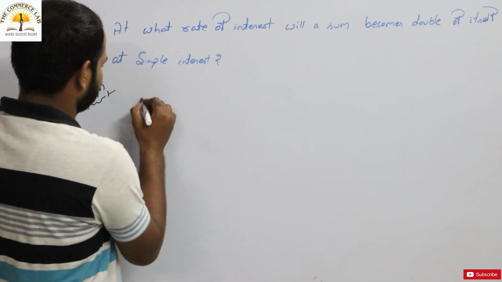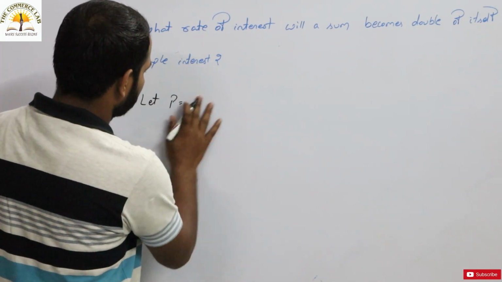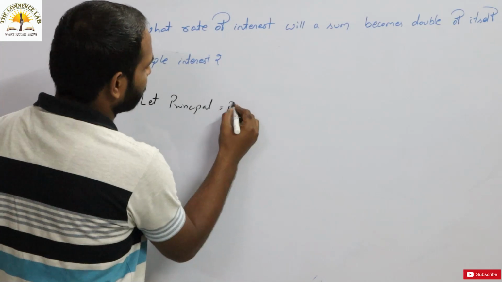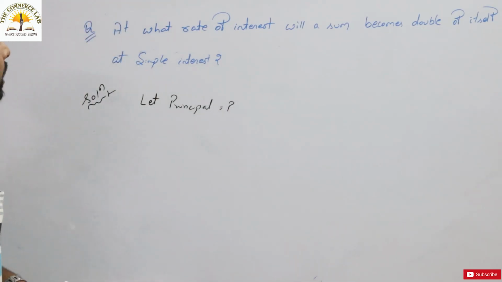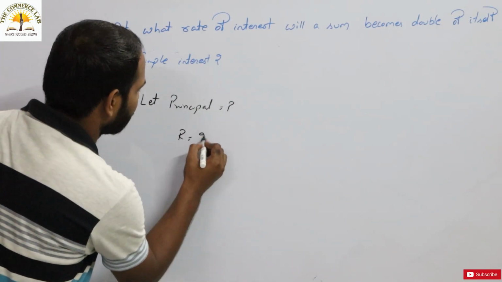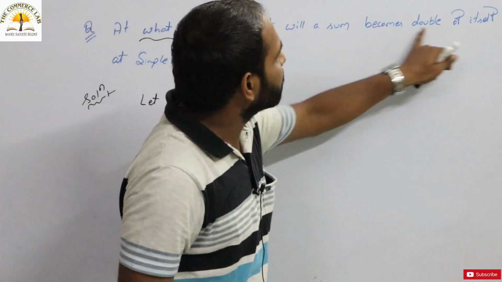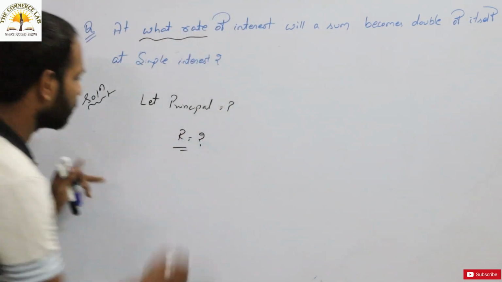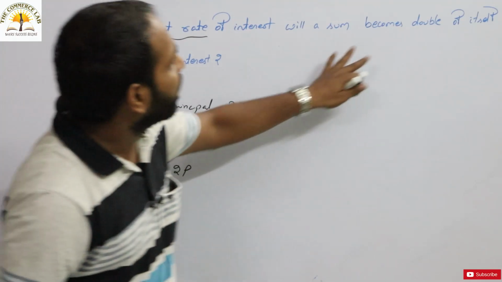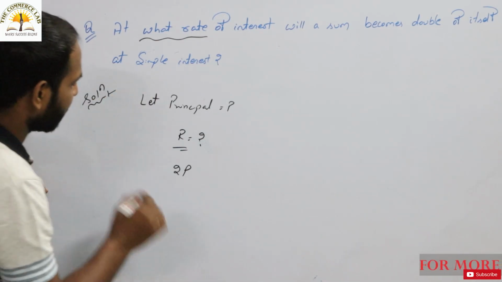So let principal equal P, we have to find out R. At what rate of interest, we have to find out R. Will a sum become double, that means P becomes 2P. P becomes 2P in 5 half years at simple interest. Okay, so let's find out.